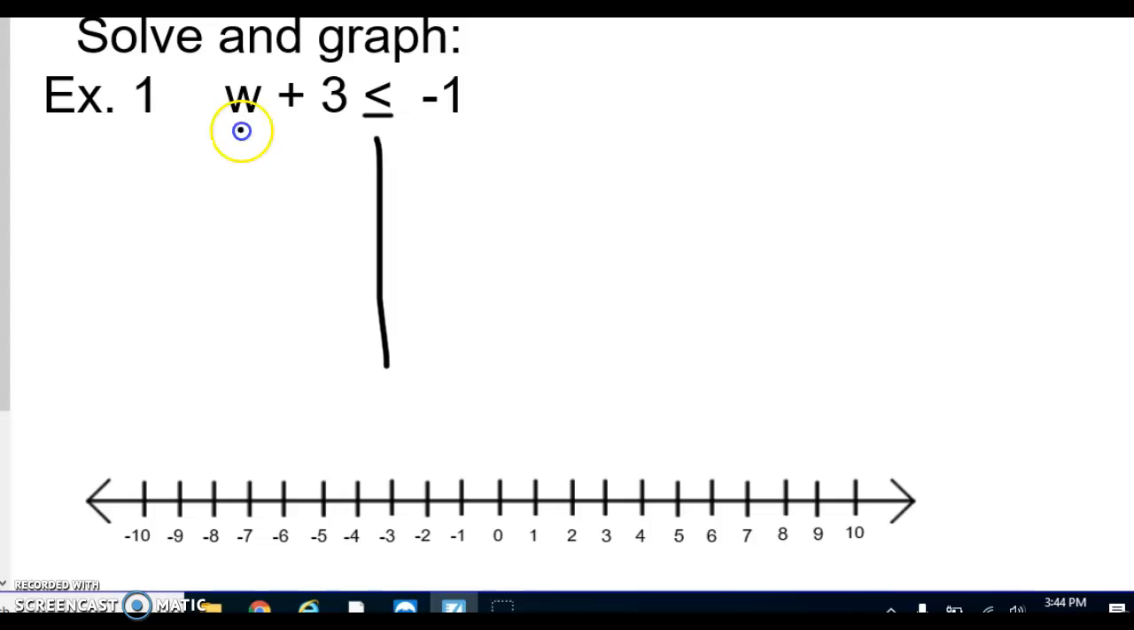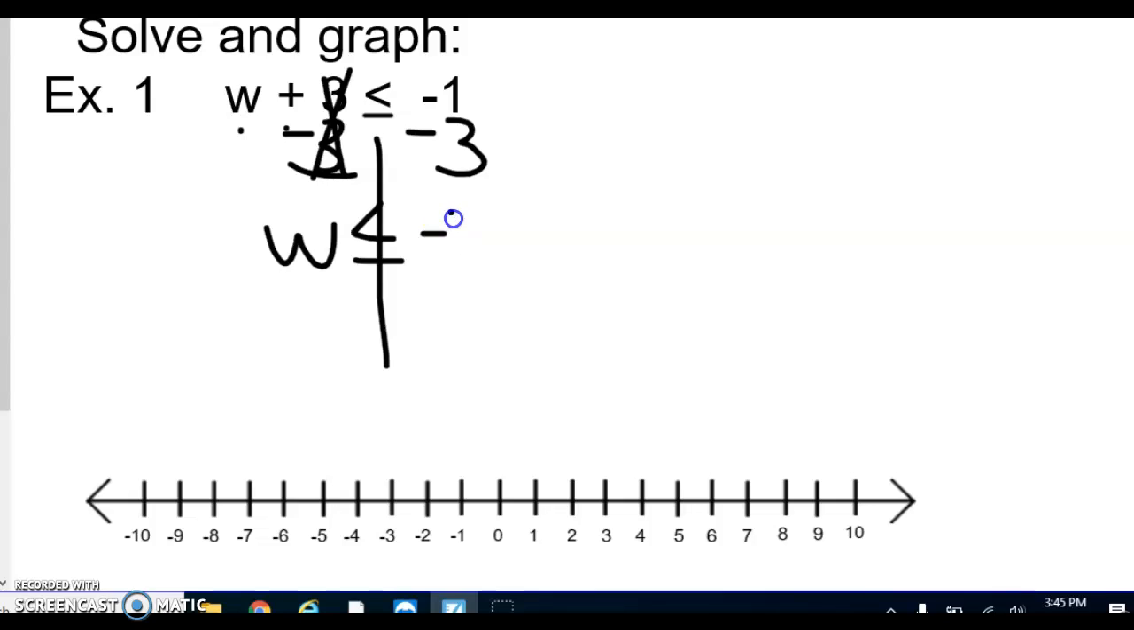So we want to isolate w and get that variable alone. To do that, we need to get rid of the plus 3. And the inverse operation to adding 3 is subtracting 3. So we'll subtract 3 on both sides. 3 minus 3 is 0, so on the left, we get w. Our inequality sign stays less than or equal to. And negative 1 minus 3 equals negative 4.